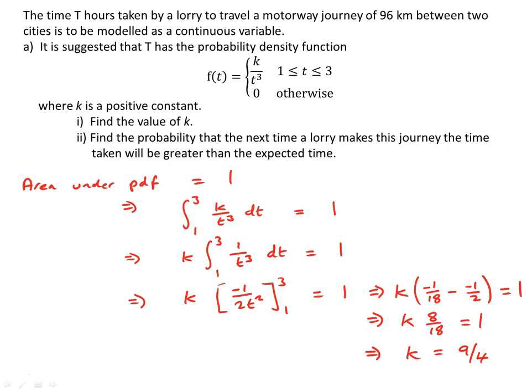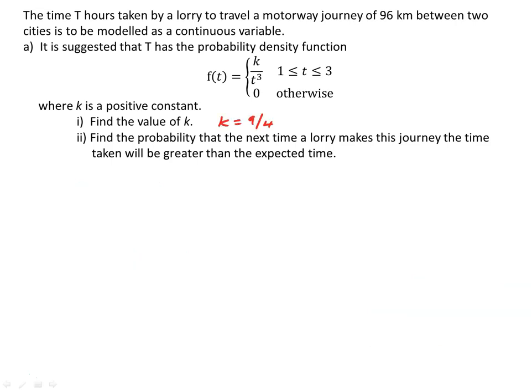Second part of the question asks us to find the probability that the next time a lorry makes this journey, its time will be greater than the expected time. So our first task is to calculate what the expected time for the lorry will be. To calculate the expected time, we need to do the integral of t times the probability density function. So in this case, we've got the integral between 1 and 3 of t times k over t cubed dt.